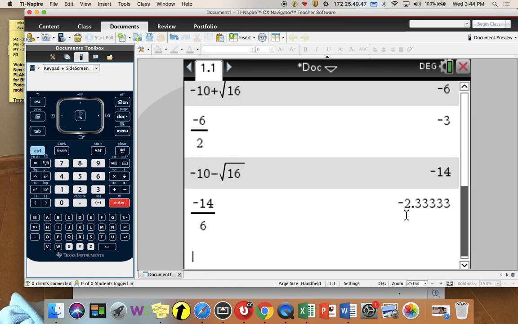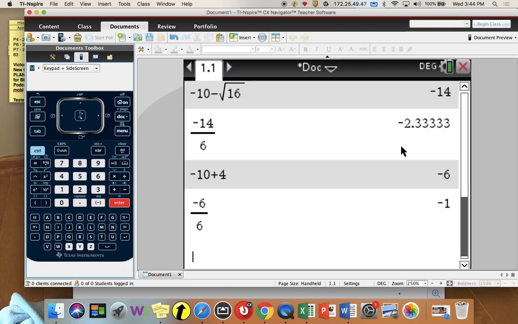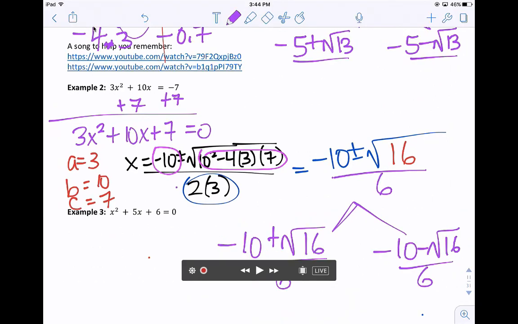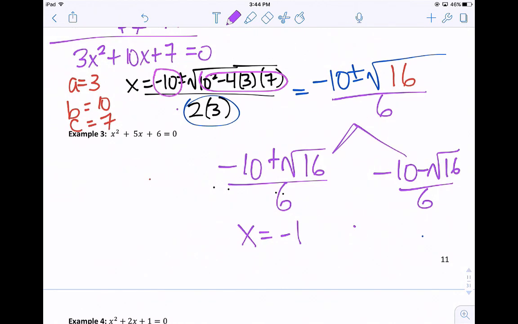Okay, so one of our answers is negative 2.3 repeating. Let's do the first one. I did it wrong. So negative 10 plus the square root of 16, I'll put 4, divided by 6. All right, so negative 1. So our two zeros are negative 2.3 and negative 1. So let's write that down. Okay, so two answers. X equals negative 1, and here x equals negative 2.3 repeating.